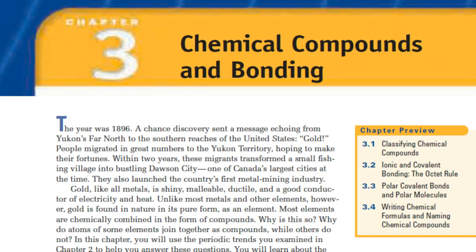So the overall topic was chemical compounds and the bonding that goes into chemical compounds. There are 4 sections to this chapter, so you can see them right here. And you'll recognize the individual topics. So classifying chemical compounds, looking at ionic and covalent bonds, looking at the polar covalent bonds, and then finishing off with nomenclature.